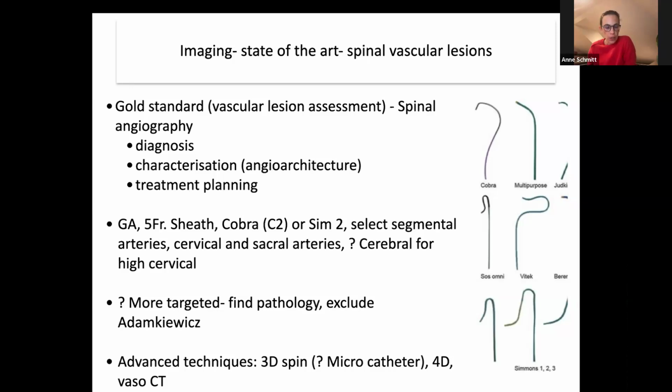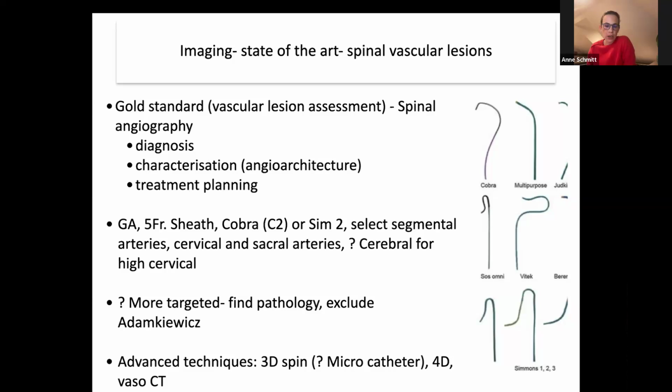As the patient will be asleep, I'll use a 5 French sheath. There are different catheters that we can use, so I prefer the Cobra catheter, which is on the top left row, or a Simmons catheter, which is in the bottom middle. And then we just have to select the segmental arteries.